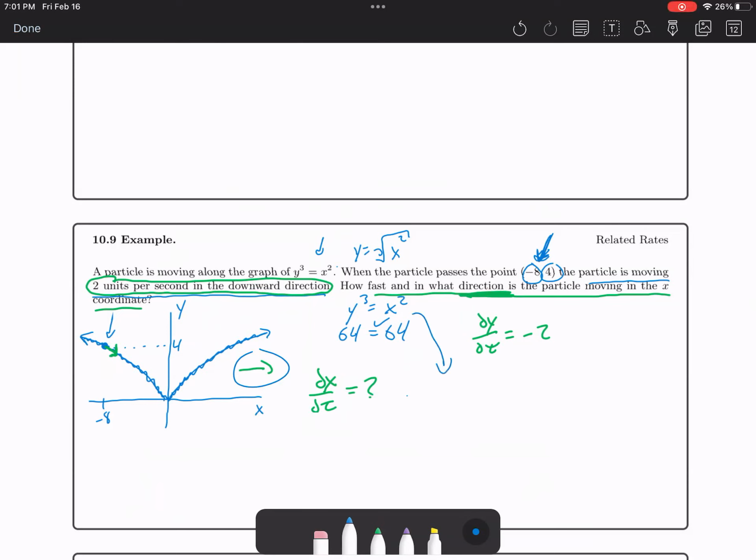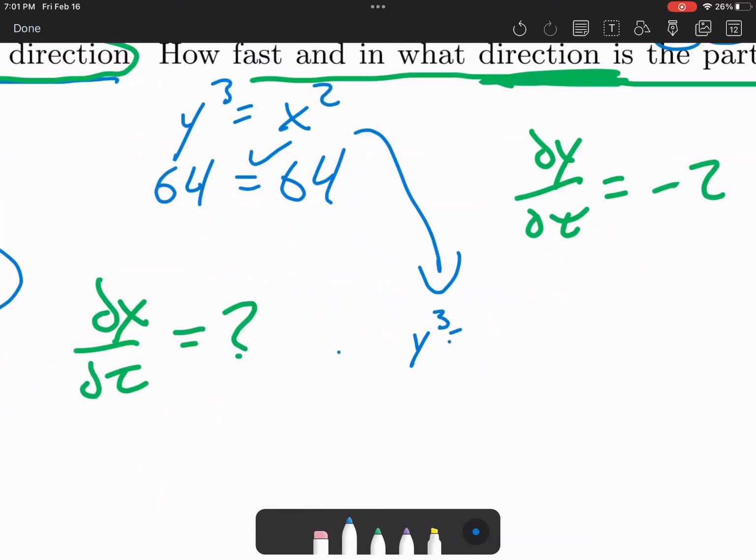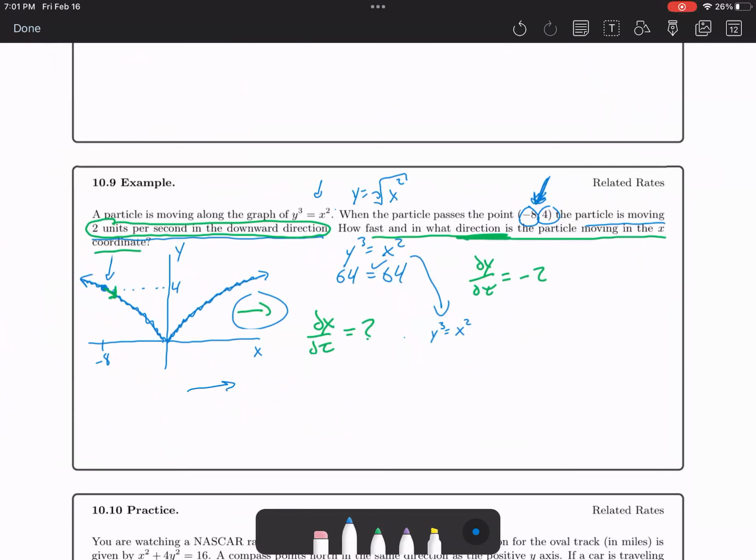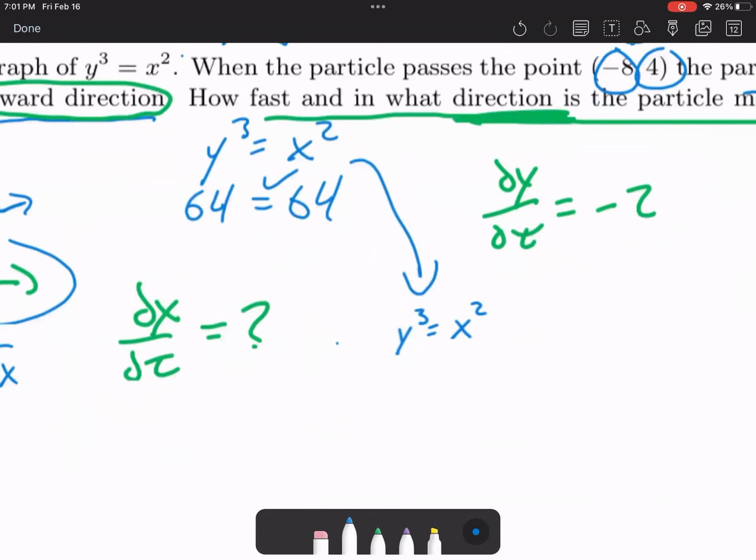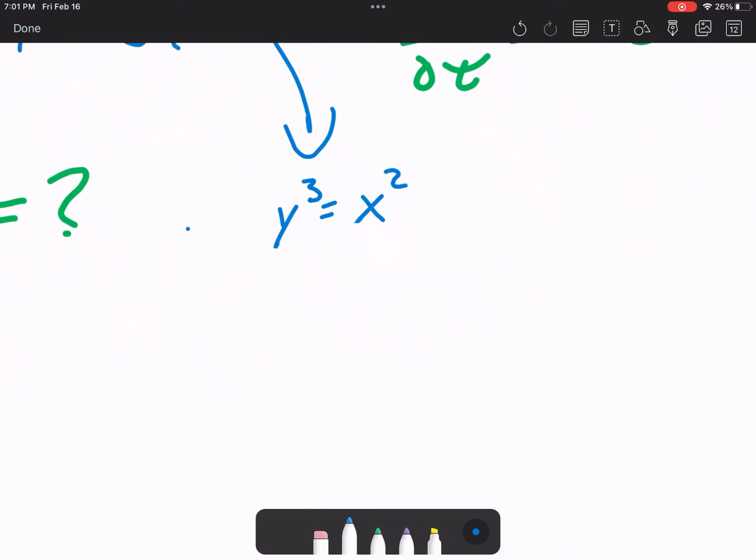So let's take our equation. We have y cubed is equal to x squared. And we're differentiating with respect to t. That's very important. You don't want to differentiate with respect to x because you're asking yourself, how fast am I moving in x according to time, right? So if I differentiate this equation with respect to t, I have 3y squared times dy/dt is equal to 2x to the 1 times dx/dt. Right? Because neither of these variables, x or y, are the variable that I'm differentiating with respect to, I have a chain rule, a non-trivial chain rule.